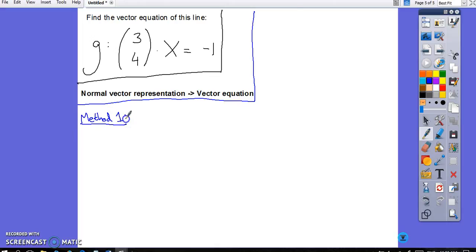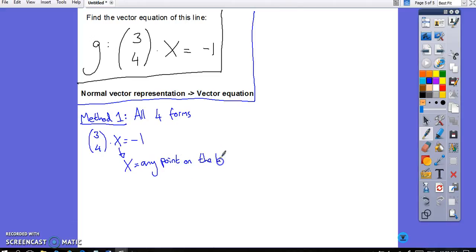What I'll do in method 1 is I will find all four forms of the line. So, first of all, I'll find the easiest other form of the line, which is the implicit form. Now, you should be familiar by now with the fact that this capital X means any point on the line, and so it can be expressed as little x, little y, the coordinates of any point on the line.